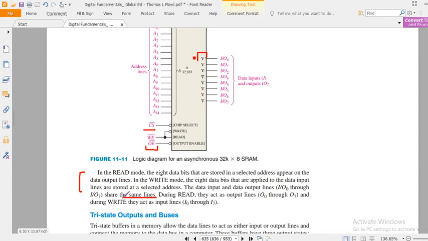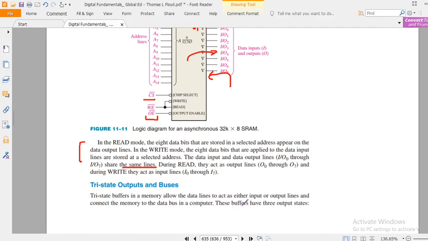If we are performing the read operation, whatever data is stored will be available on this line and we can read it. If we are performing a write operation, we have to apply data from this side and the data will be written on the memory. So during read they act as the output lines and during write they act as the input lines. When acting as the output, O0, O1, O2, O3 up to O7, and when acting as the input lines, I0 through I7.